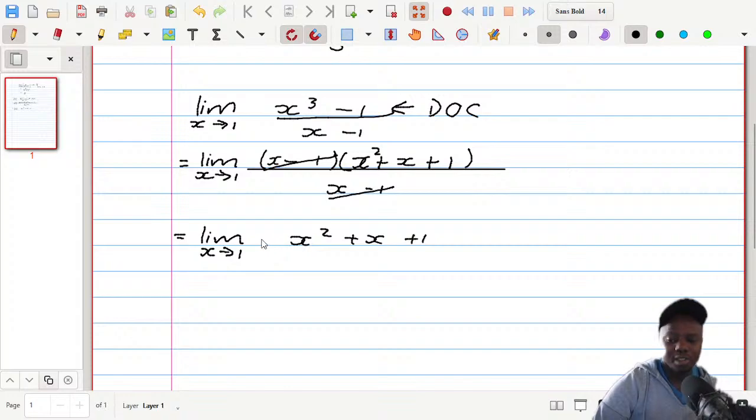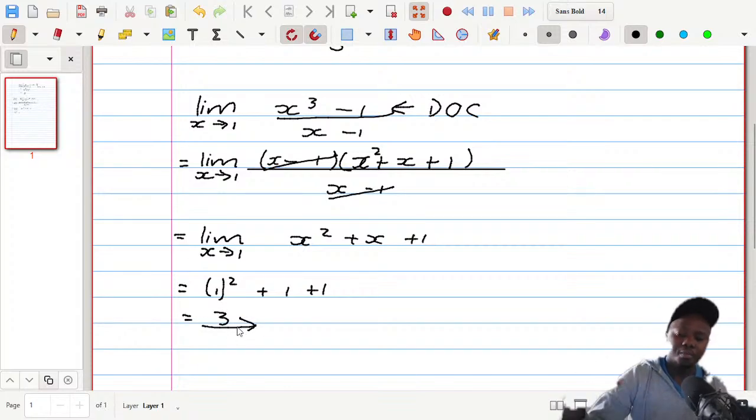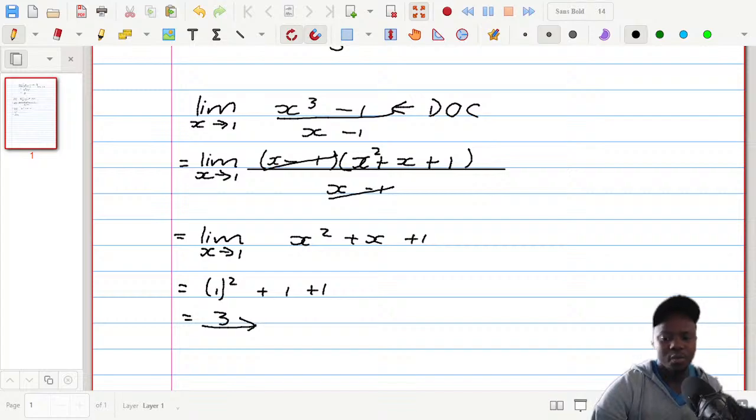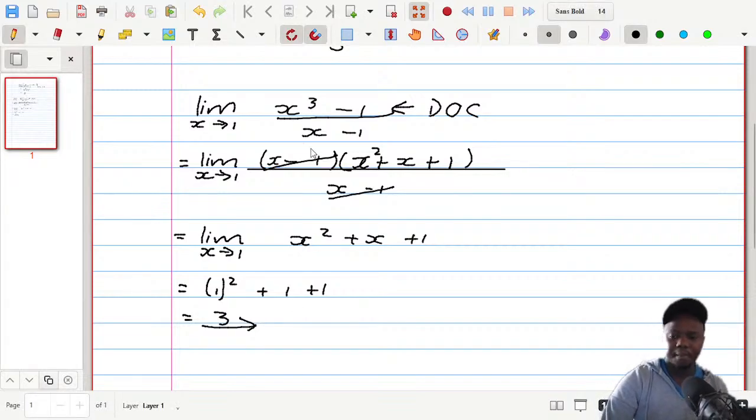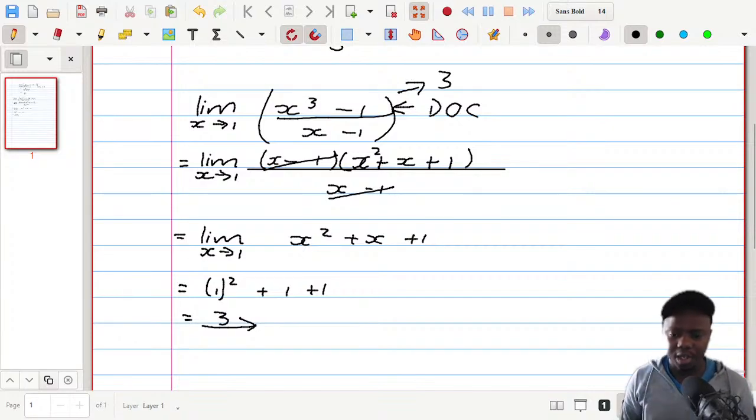Now, when we get to this point, we've got no more denominators. It's safe for us to substitute x equals 1. So this is going to give us 1 squared plus 1 plus 1, which is actually going to give us an answer of 3. Brilliant. So in other words, as x gets closer to 1, this whole function gets closer and closer to positive 3. It approaches positive 3, and hence we say the limit as x approaches 1 of x cubed minus 1 over x minus 1 is 3.